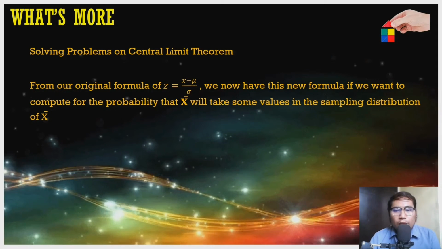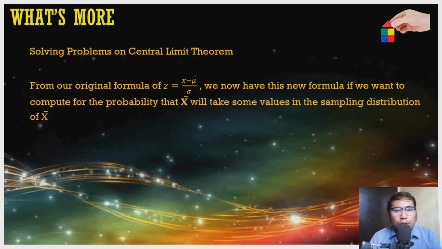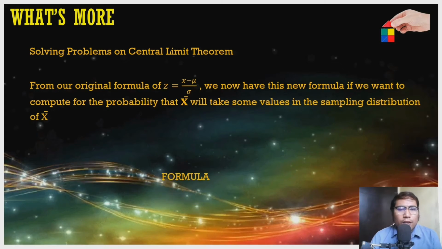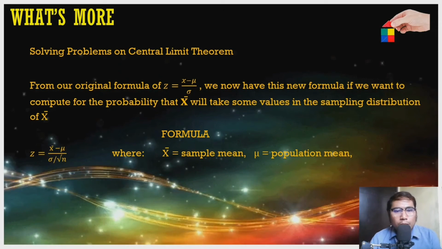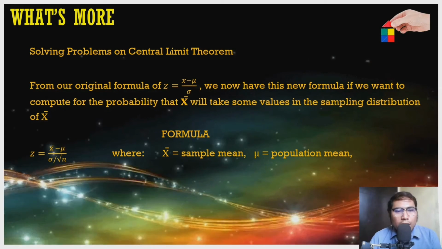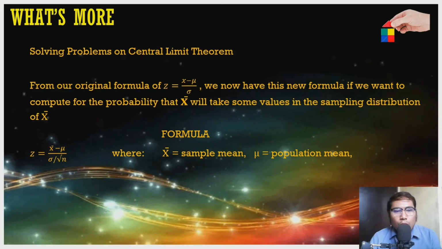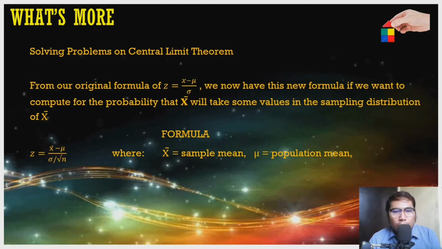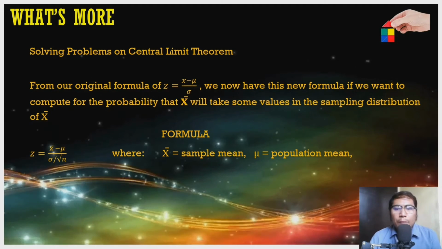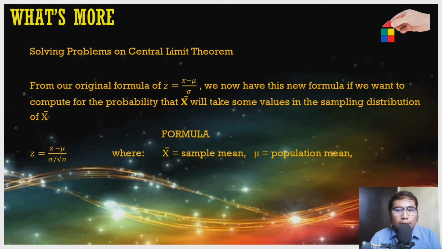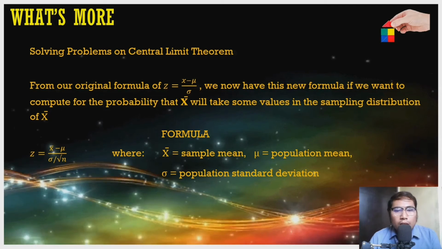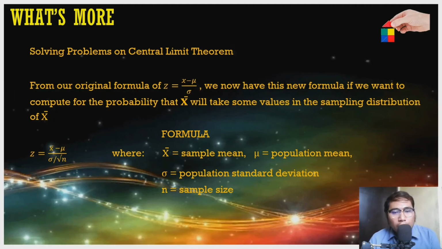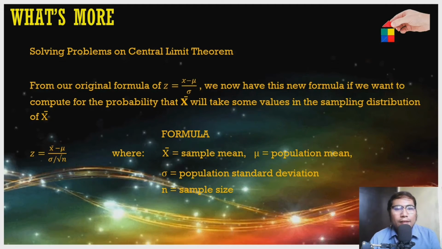So remember, x bar represents the mean of the sample. So the formula will become z is equal to x bar minus mu over sigma divided by the square root of n. Remember, x bar is the sample mean, mu is the population mean, sigma is the population standard deviation, and n is the sample size.